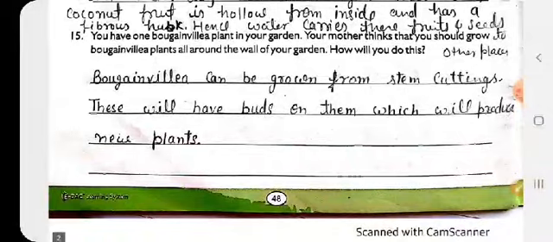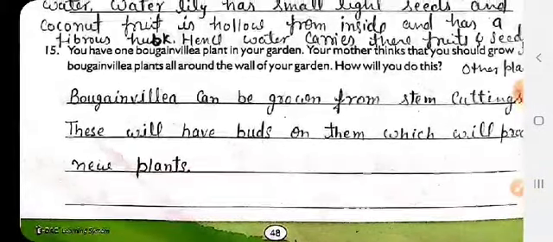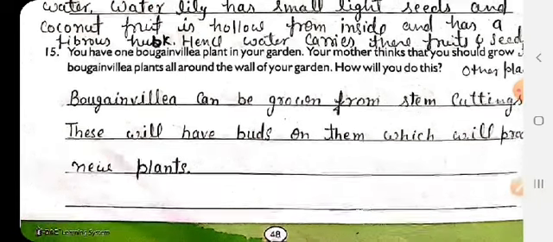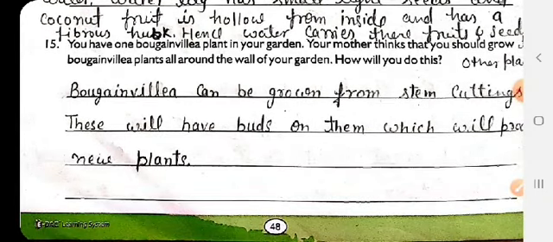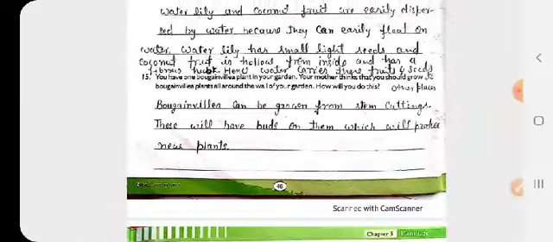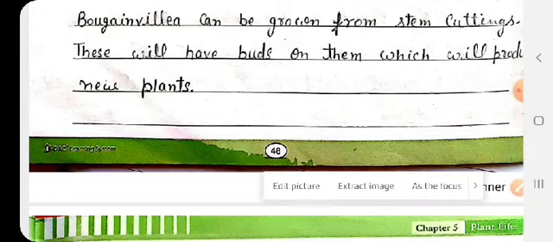and hence water carries these fruits and seeds to other places. Next comes, you have one bougainvillea plant in your garden, that I have already shown you during the lecture. Your mother is saying that you need to plant it in all the directions of the garden, along every wall, from just one plant. How will you do this? So what you will do? You will simply take two or three stems of that plant, and you will plant them in the other corners of the garden, and they will grow into new plants, right? So that is vegetative propagation by the stem.